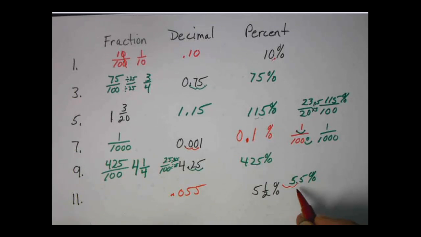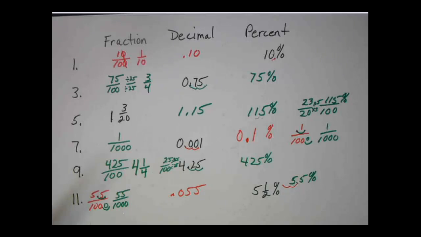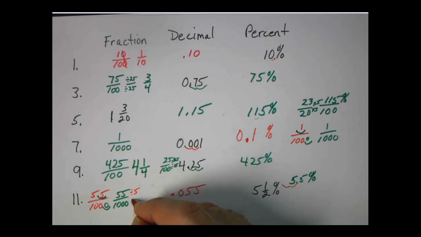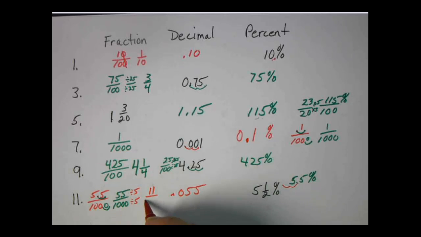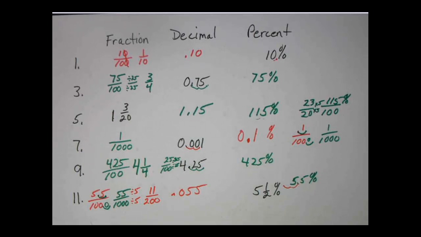0.055. Then of course percents go over 100, so we have 5.5 over 100, but remember we have to fix those. Cannot have decimal fractions. Move this over 1, move this over 1, so I have 55 over 1,000. Yes, you notice that 5 goes in both the top and the bottom, so let's divide both by 5, so that'll work. 5s in 55 is 11. 5s in 1,000 is 200. Gives us 11/200.